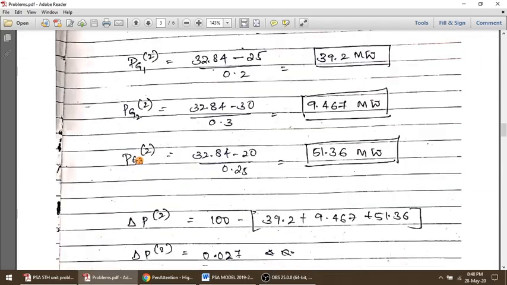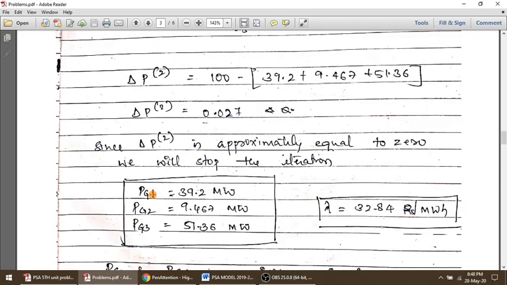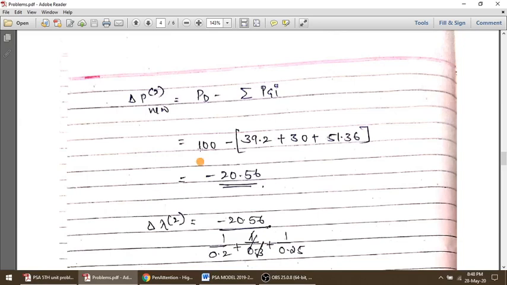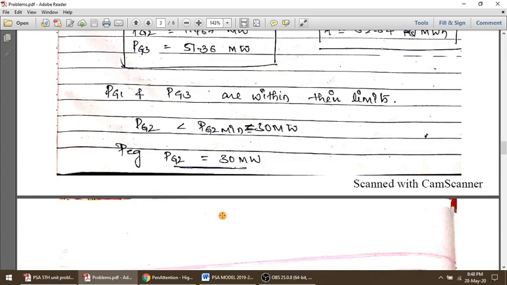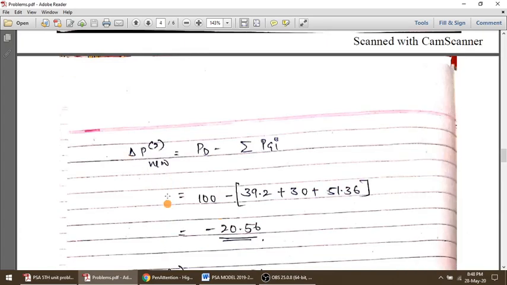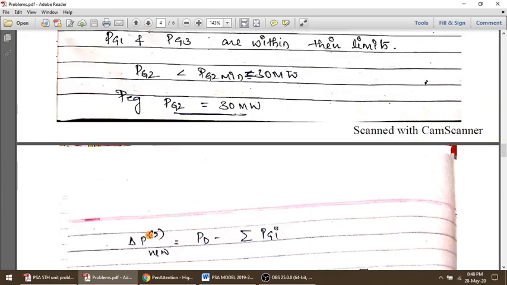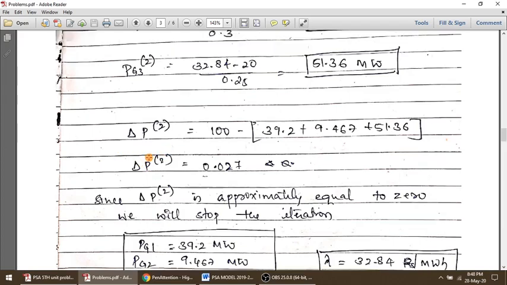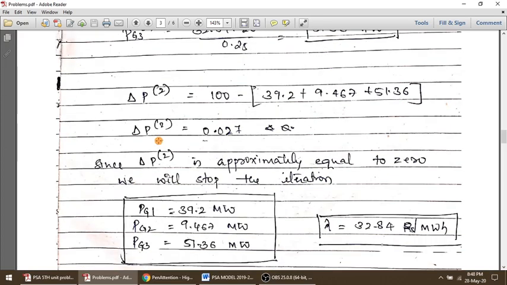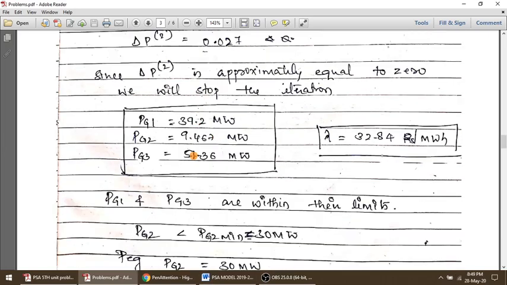Now since we have done only till the second iteration, the proceeding will be for the second iteration itself. If after the third iteration we would have stopped, then the corresponding delta P or delta lambda values would be for the third iteration. But here we have stopped at the second iteration. So now we will be calculating the new delta P and delta lambda values in the second iteration itself.